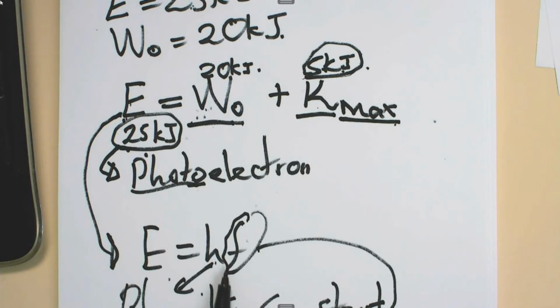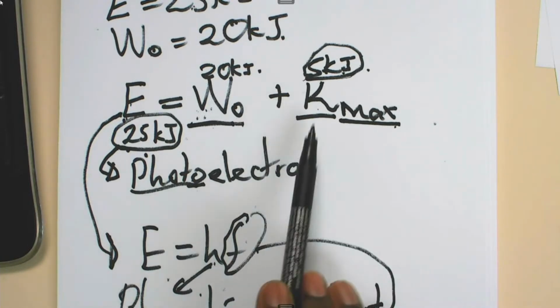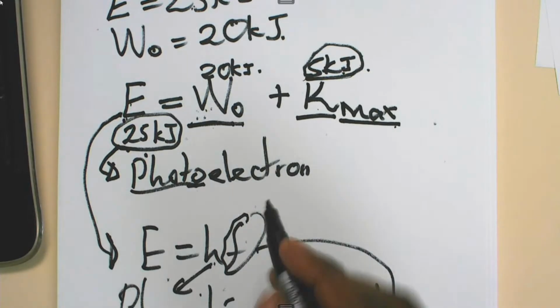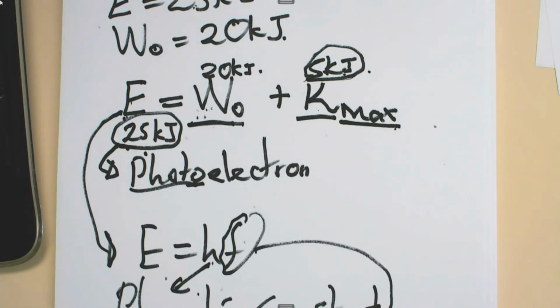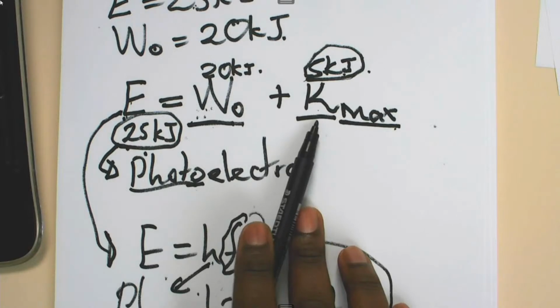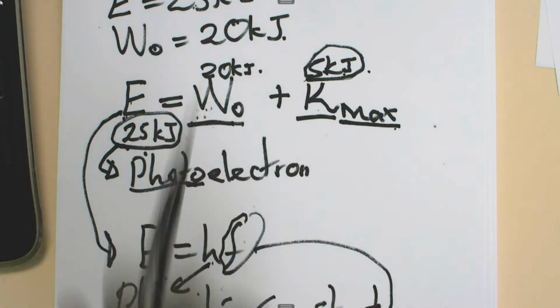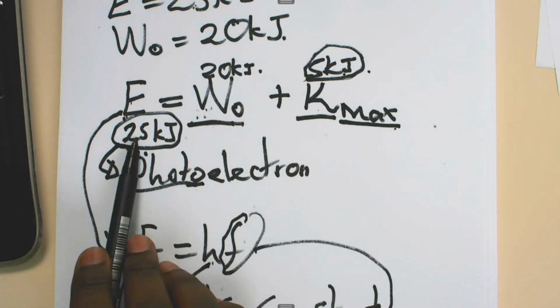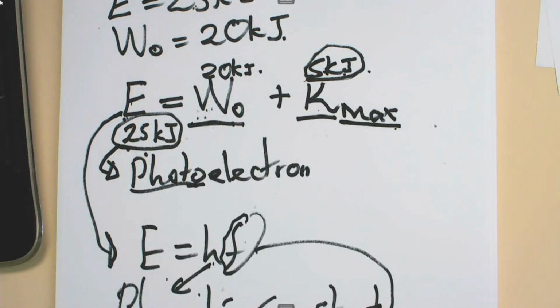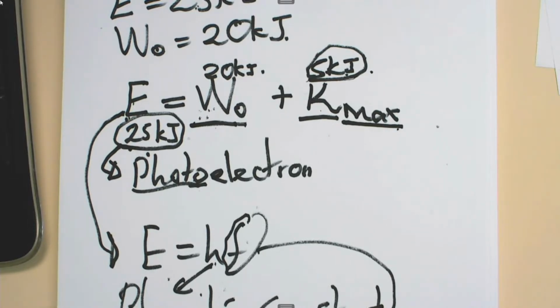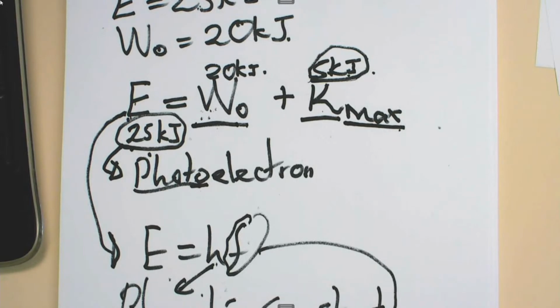So if you want to release electrons and for them to move at a higher speed, it means you will have to move from a light of a lower frequency to a light of a higher frequency. When you do that, the kinetic energy of the photoelectrons will increase. Let us make an example. Let's say we are moving from 25 kilojoules plus Kmax.